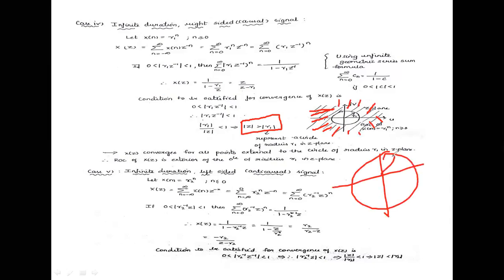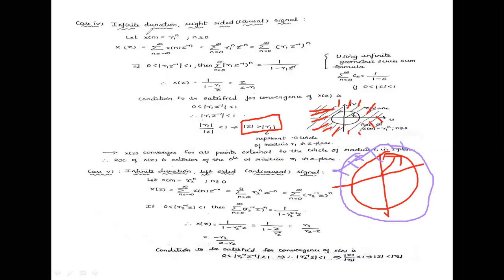So |z| greater than R1 represents a circle of radius R1 in the z plane. See the circle here with the radius of R1. Now X(z) converges for all points external to the circle, because |z| is greater than R1. Only the shaded area outside the circle is the region of convergence. This is the total region of convergence.